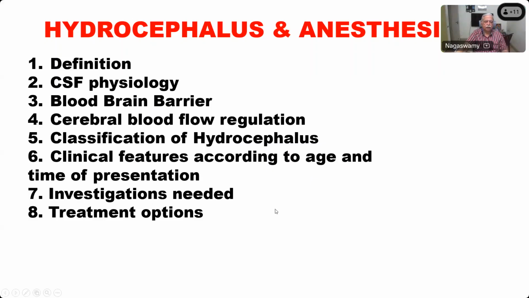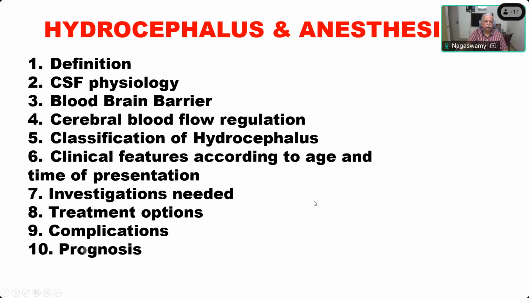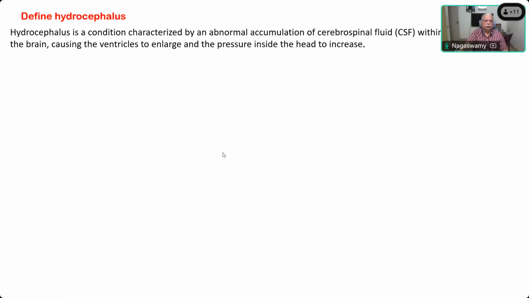Treatment options, what type of surgery or medical management, what are the complications if this is not treated in time, and what is the prognosis. So these are the points that you have to keep in mind. And hydrocephalus is a condition characterized by abnormal accumulation of CSF within the ventricles, causing ventricles to enlarge and pressure inside the head to increase. That is the definition of hydrocephalus.